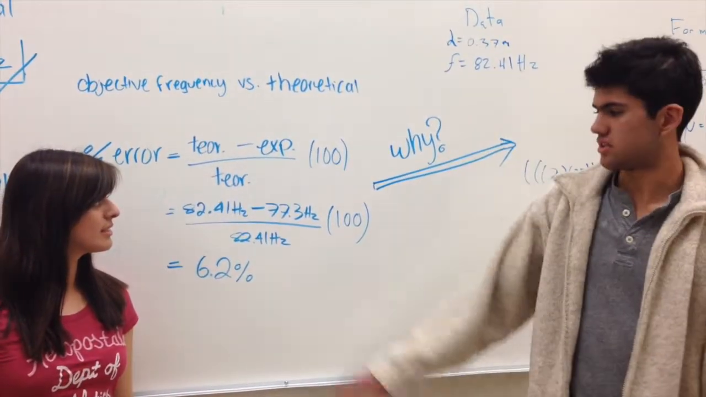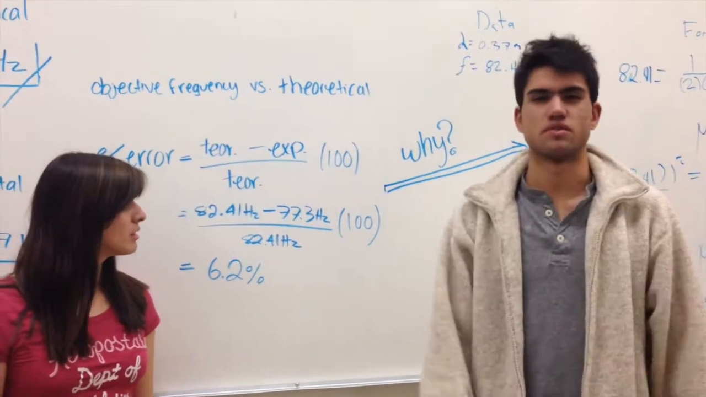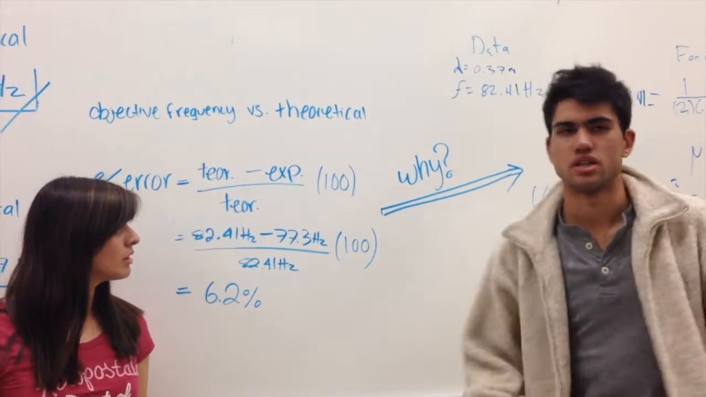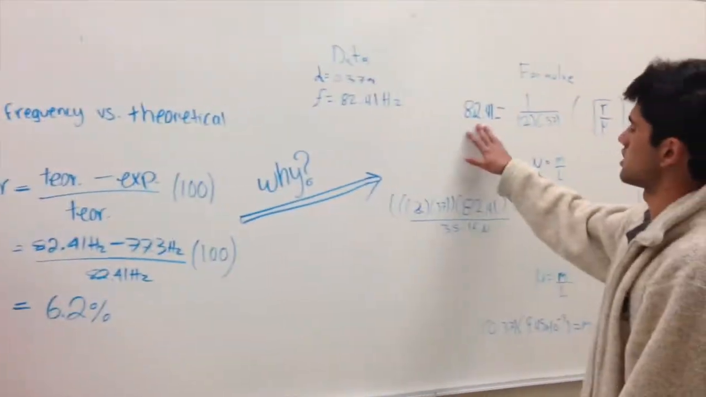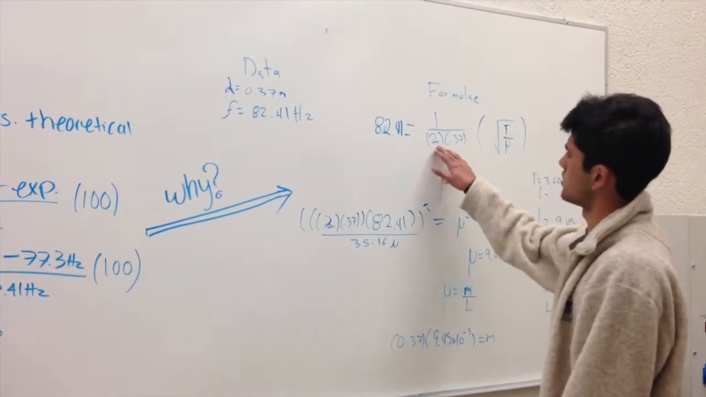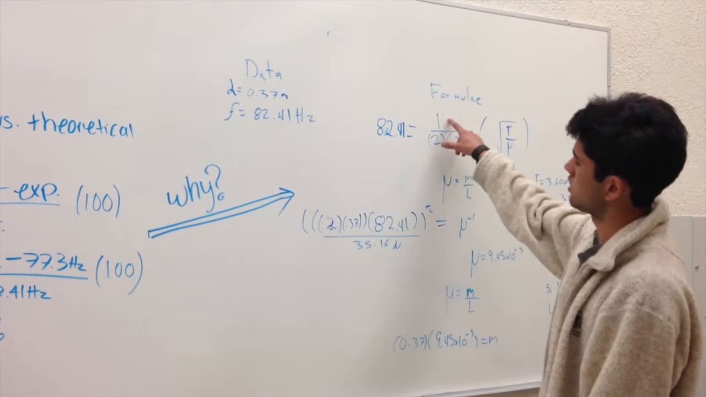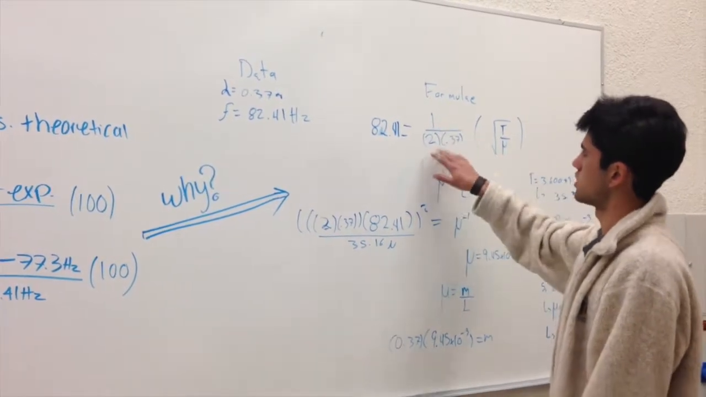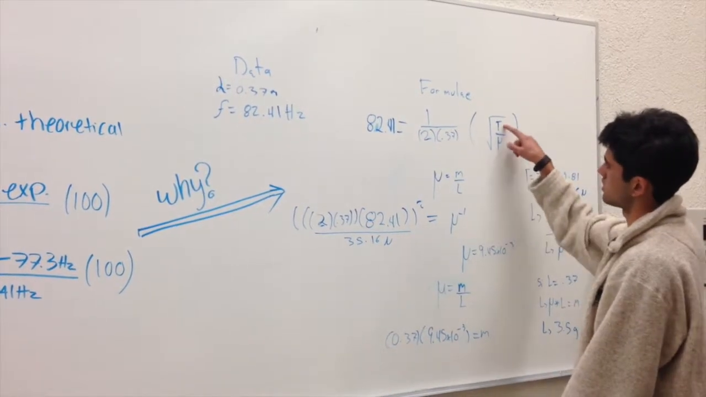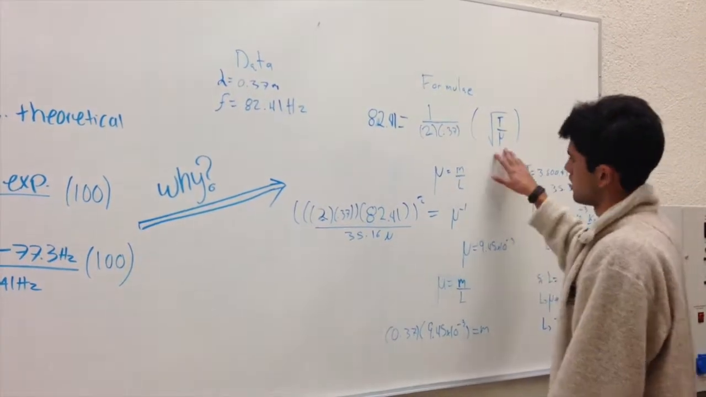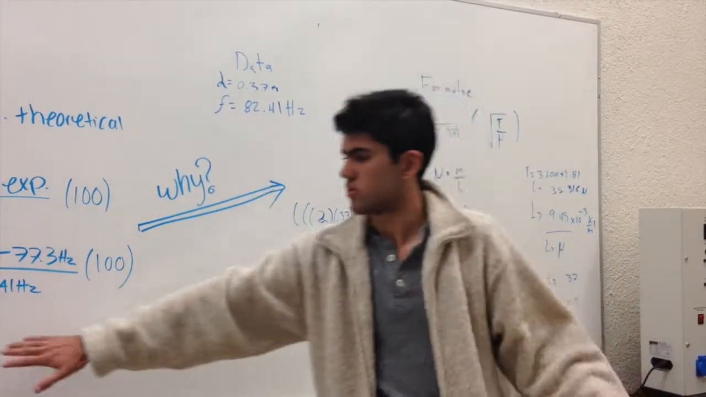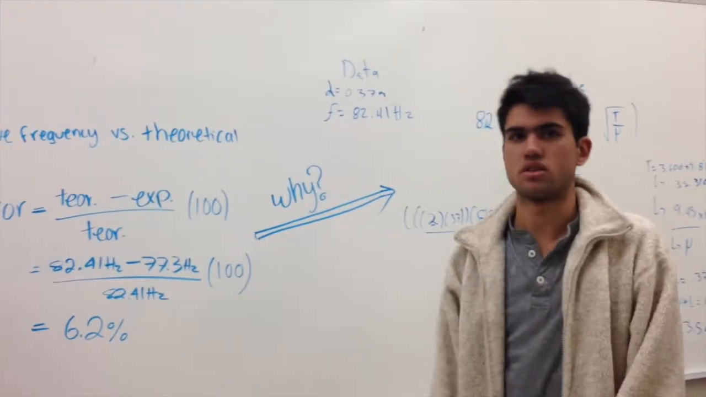Now, in order to obtain the 6.2% percentage of error, we needed to compare the experimental result with the theoretical one that we found on the internet, that gave us 82.41 Hertz. Now, using our data, we equal this to 1 over 2 times the length of the string, that was 0.37, and then we multiply it by the square root of the tension over the linear density. Now everything gave us the answer where we would take the 6.2% of error.